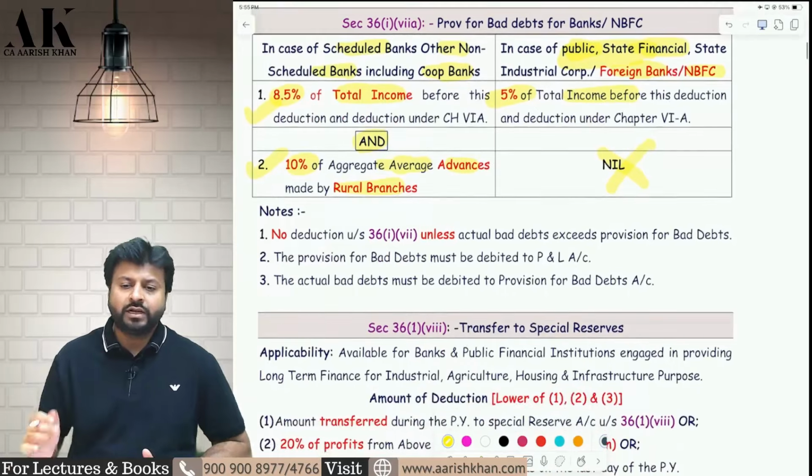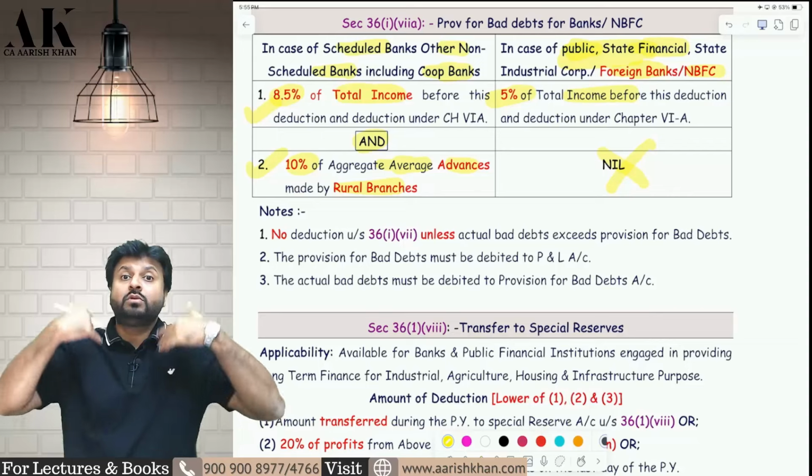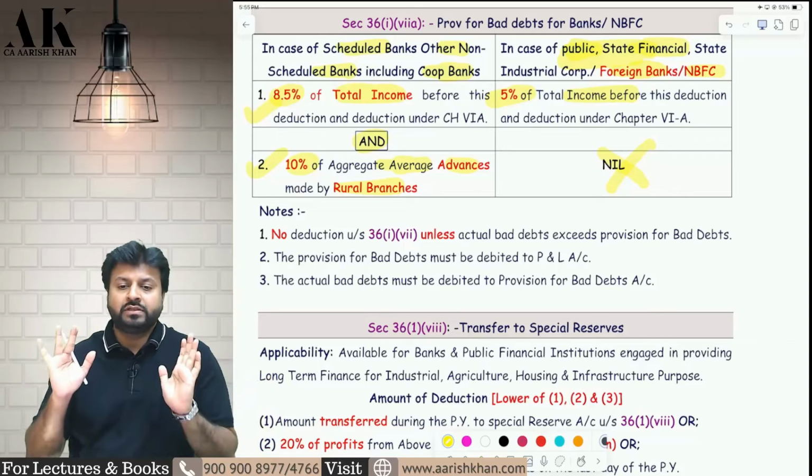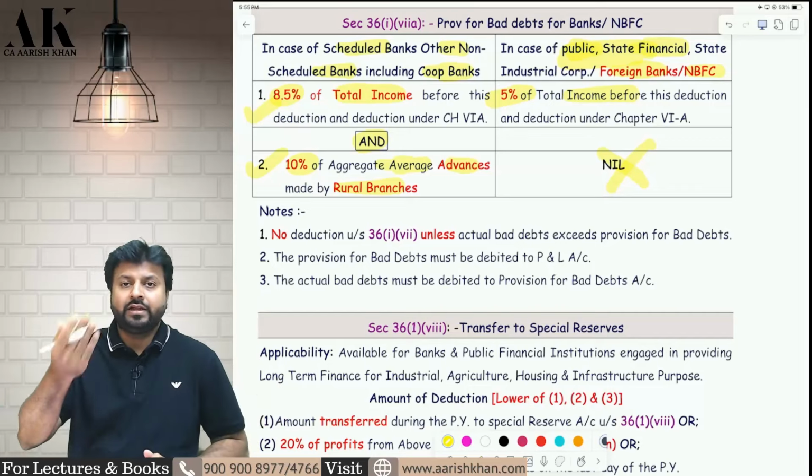Sir, will we also get the actual bad debt deduction? Actual bad debts deduction will be allowed if your actual bad debts are more than your provision for bad debts. Suppose your provision for bad debts is 100 rupees and your actual bad debts are 180 rupees, then you will get 80 rupees as your deduction.